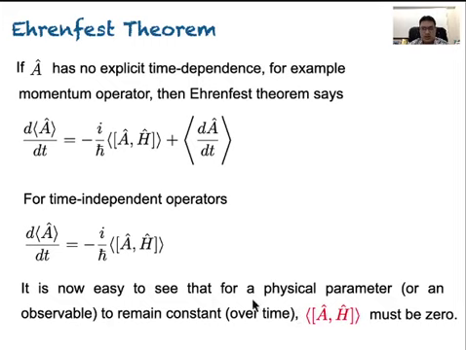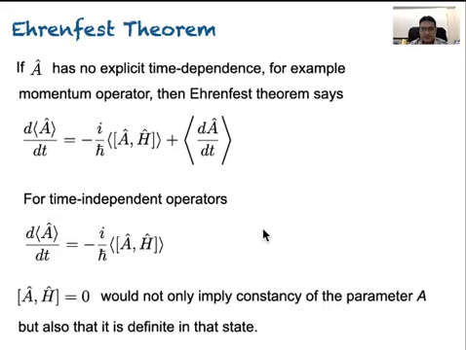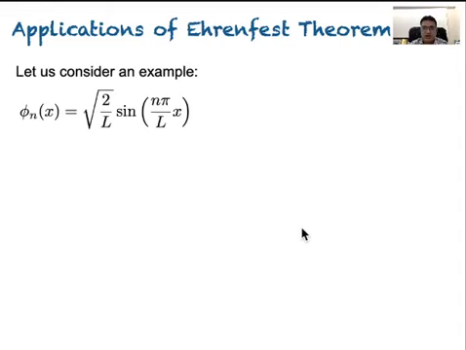Now it is easy to see that the physical parameter, or the observable, remains constant over time if this is 0. If the commutator of A with H is 0, it means that the derivative of the expectation value of A with respect to t is 0, meaning the average value of A is constant over time if it commutes with the Hamiltonian. Now, the commutator of A with H being 0 would not only imply conservation of a parameter, but also that it is definite in that state. So let's see the application.